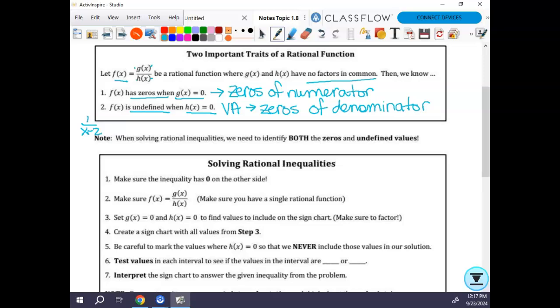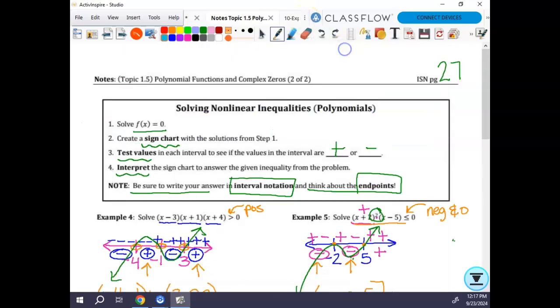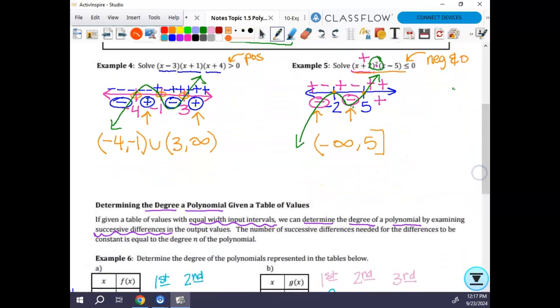Let's refocus. All right, now look here. When solving rational inequalities, we need to identify both the zeros and the undefined values, which are our vertical asymptotes. And here's why. Okay, so you don't have to get your notes out for this, but we're going to go back and look at 1.5 because I really did teach it, where we did these sign charts. Okay, so the first thing we did here was factor. We found our zeros, put them on the lines, right? And then we checked our signs.